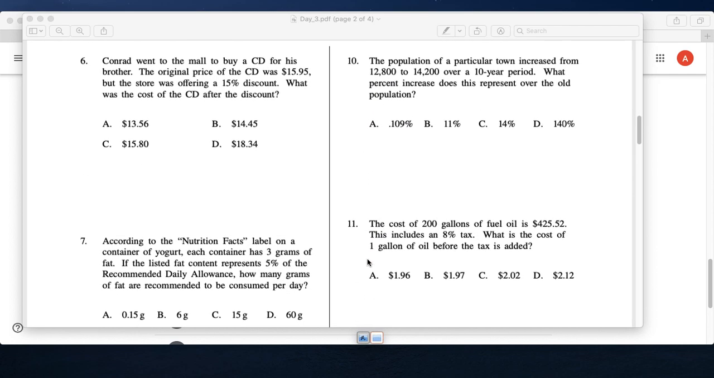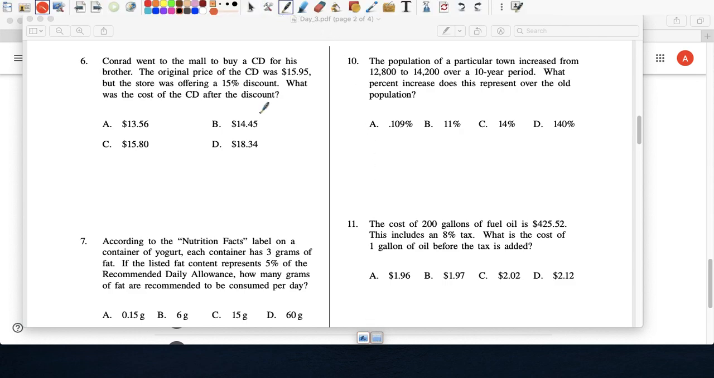Yeah, 6. All right, so now we're doing percents. Went to the mall. What was the cost of the CD after discount? So think about the bar, right? So 0%, 100%. So right now the CD is 15.95.